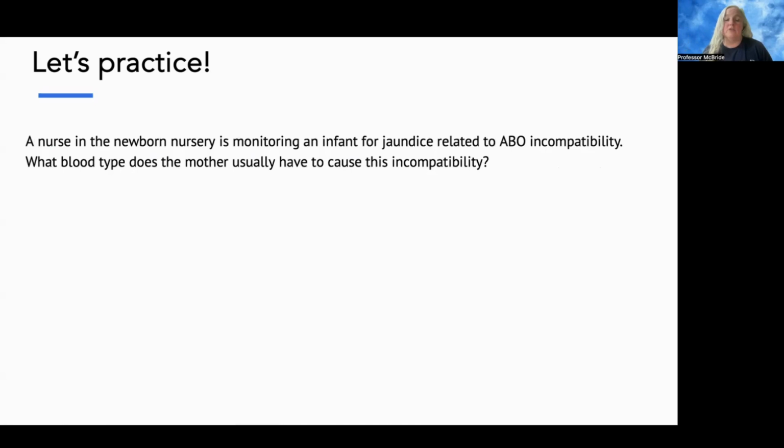A nurse in the newborn nursery is monitoring an infant for jaundice related to ABO incompatibility. What blood type does the mother usually have to cause this incompatibility? A, B, AB, or O? So this is asking the mother's blood type, not the baby's blood type. So the mother's blood type would be O.